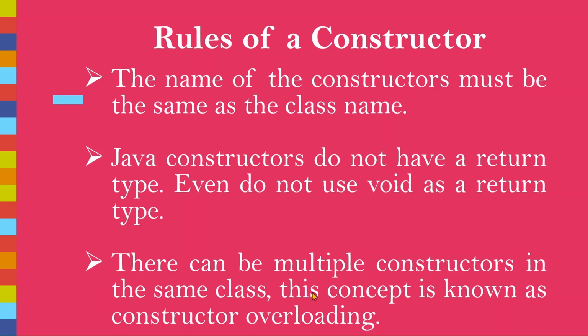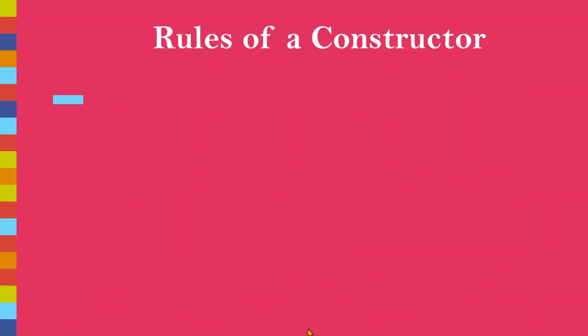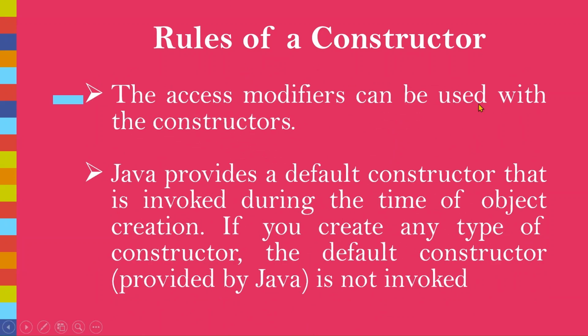Like we can write a no argument constructor. We can write a list of parameterized constructors in the same class. If we write like that, then that concept is called constructor overloading. Now the access modifiers can be used with the constructors. So that's what I was saying: we can write private, public, protected. Those modifiers we can write, but we cannot write a return type.